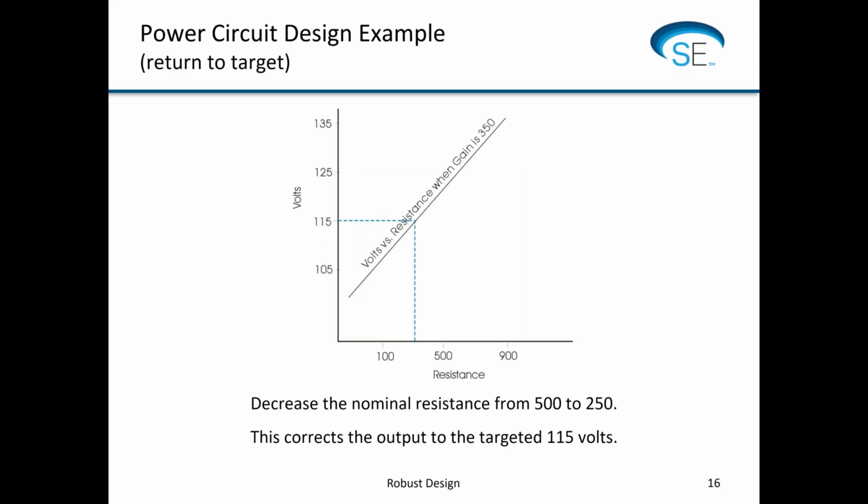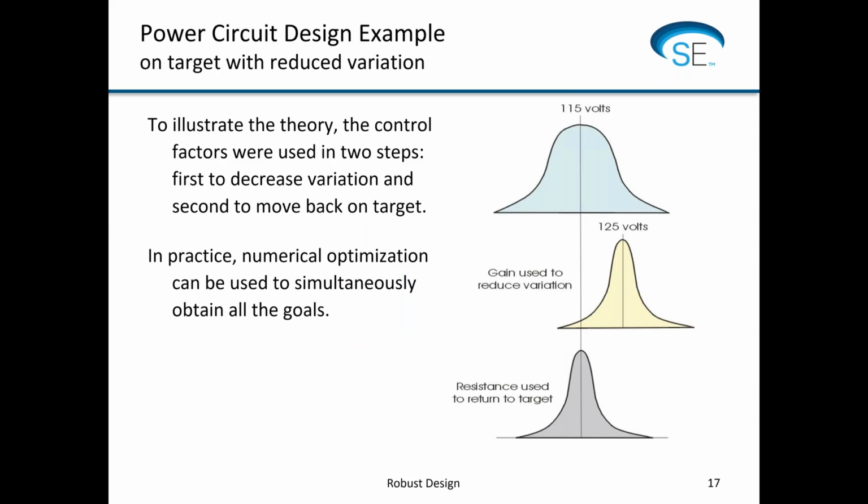So what we can do is say, okay, voltage varies linearly with resistance, so I can decrease the resistance. Our original prototype had a resistance of 500, and we're going to decrease that to 250. That moves our target back down from 225 to 115. So the linear factors can then be used to shift back to target. In theory, we're using the control factors in a two-step process. First, we decrease the variation by looking for the flats using the curvilinear factors.